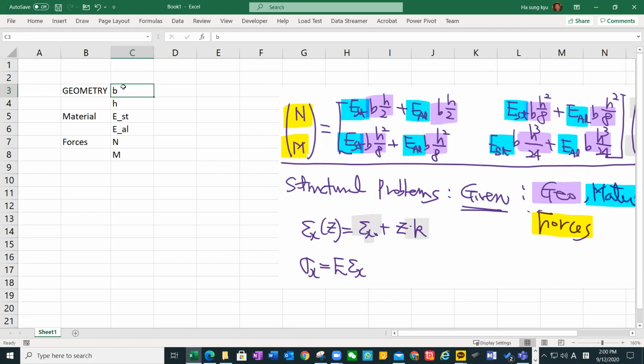Sometimes it is better for a variable to have some meaning. So I'll just call h the height. And this is okay. And this, I will call in-plane load. And this, I will call bending.